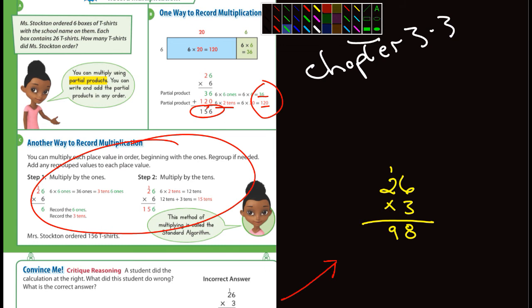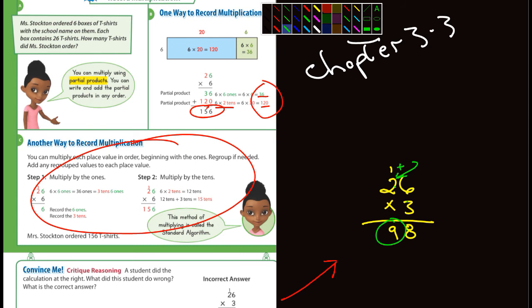Well, the 3 times 6, that is 18. Put down the 8, carry the 1. And then what did they do? How did they get 9? Well, here's what I'm thinking they did. They added the 1 to the 2, which made it 3. And then they did 3 times 3 is 9, and they got 98. So that's not correct.